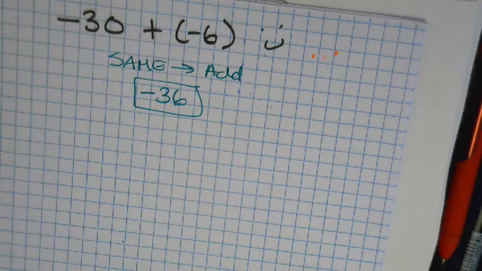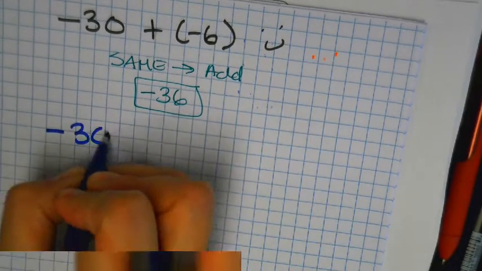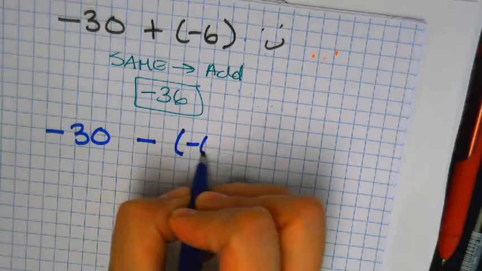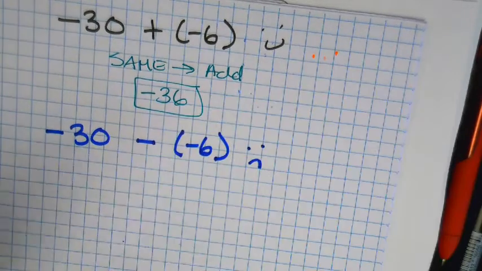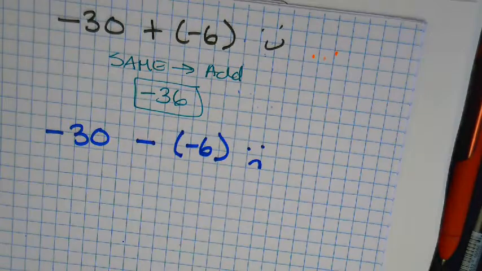All right. Take the same two numbers, and now we're going to subtract them. Negative 30 minus a negative 6. This makes me sad. So how do you rewrite it?